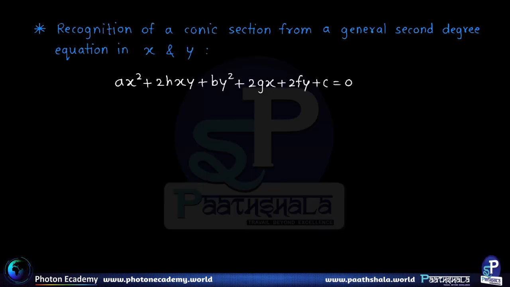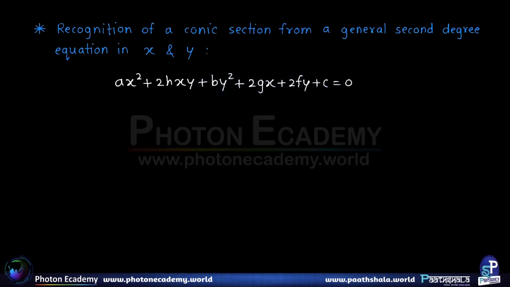But if we are given an equation, how do we recognize which conic section it represents? Here we develop a particular test to recognize that. First of all, we have to define a specific determinant delta, given by the rows a, h, g; h, b, f; and g, f, c.